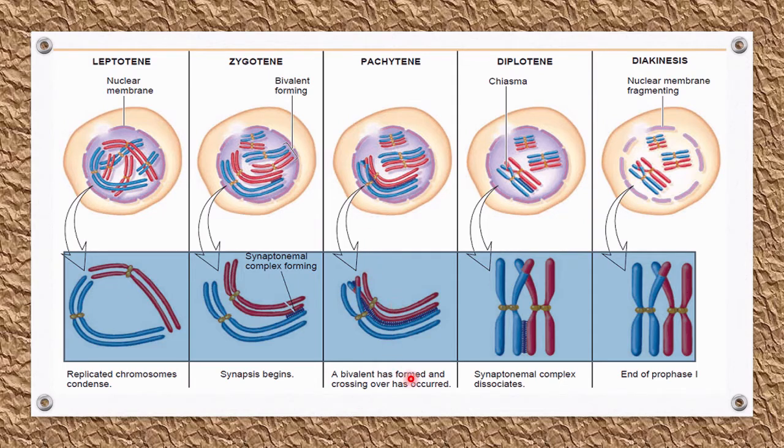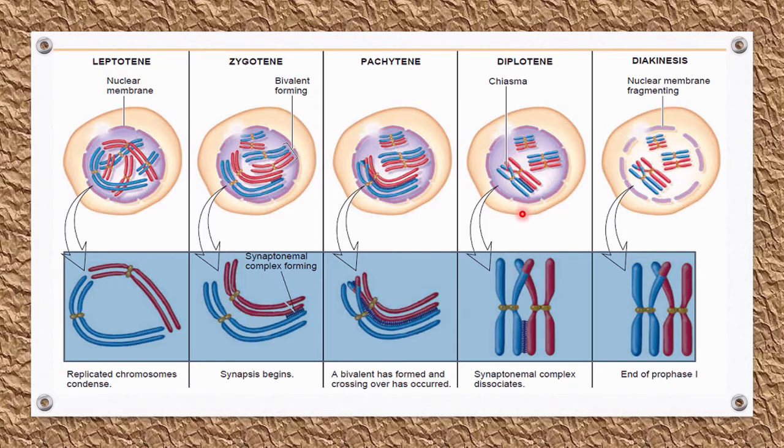A bivalent has formed and crossing over has occurred, and here you will observe the chiasmata, the site from which genetic exchange occurs. After the pachytene, the diplotene phase will be seen. During this phase you will observe the chiasmata very clearly, and the synaptonemal complex will start to dissociate, not completely, and they will remain attached only at the sites where crossing over occurred.